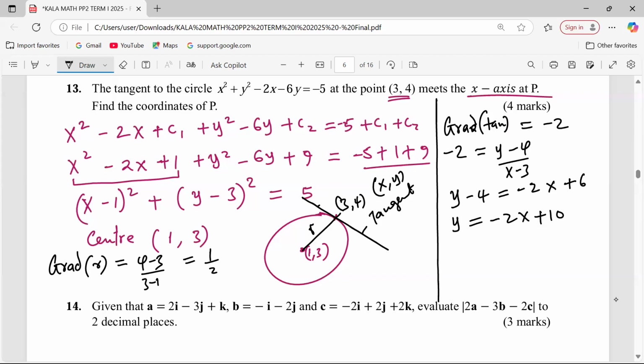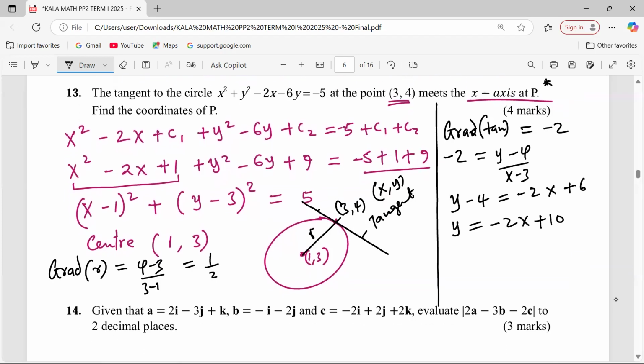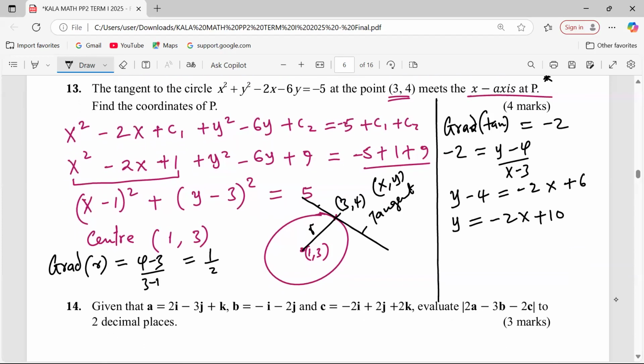If we have the equation for the tangent, then we can ask ourselves, where is this tangent cutting the x-axis? And that is the x-intercept. The x-intercept is the point where the value of y becomes 0.